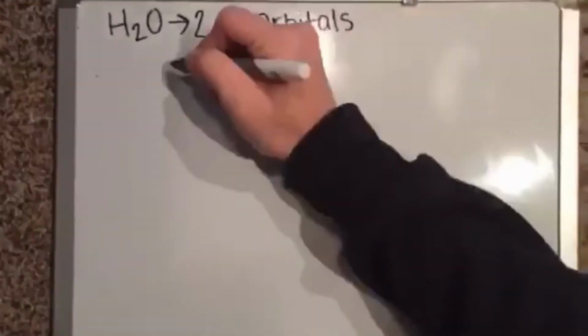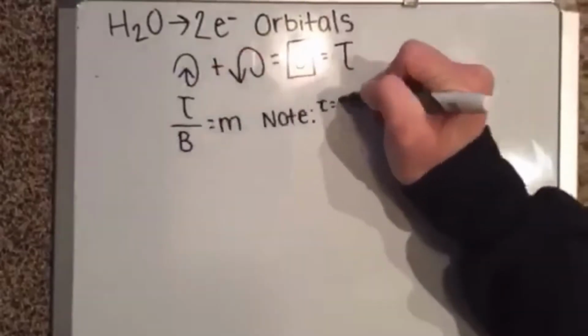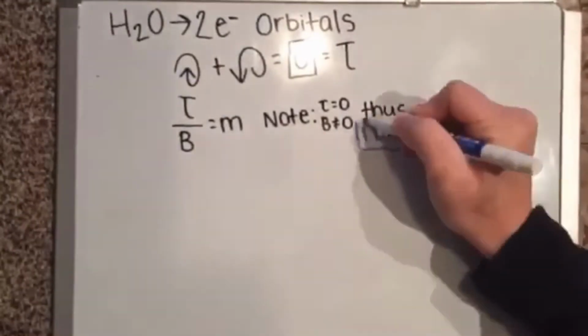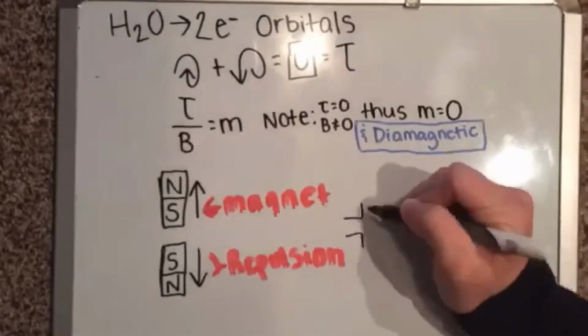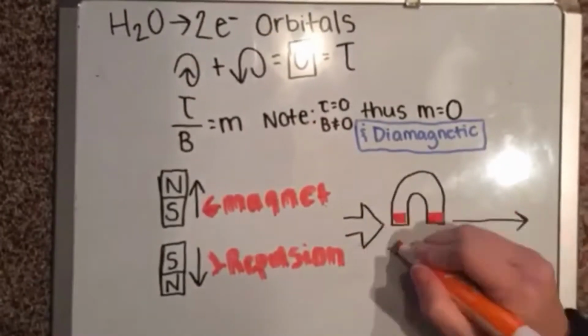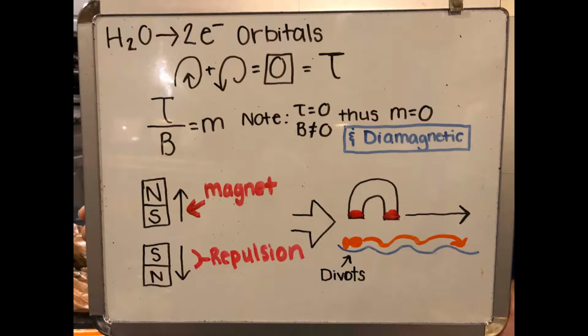To explain this, water has two electron orbitals, each with two opposite electron spins, which results in a net torque of 0. It's important to know that torque refers to the force that causes a twist or rotation in an object. Now looking at the equation for magnetic moment, T over B equals M, we can see that knowing torque is 0 and that B, which refers to the vector of the magnetic field, is a non-zero integer, then it can be seen that the value of the magnetic moment, or M, is 0.